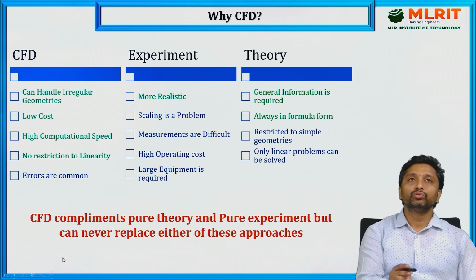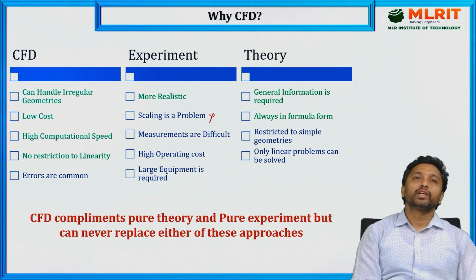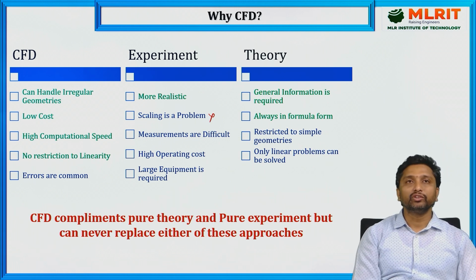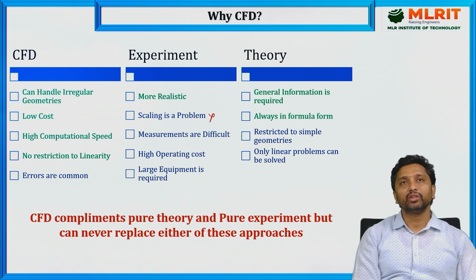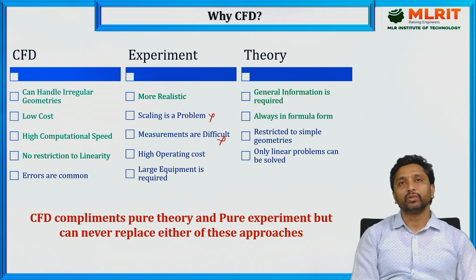When it comes to experimental, the major problem is the scaling problem. The size of the equipment has to be in accordance with the size of the problem. Since that is not possible, we have to scale the objects or scale the models. So scaling will be a major challenge in the experimental approach. The other aspect is difficulty in measurement: the accuracy of the measurement system, the precision of the measurement system, and the errors, if there are any, will be a major problem.